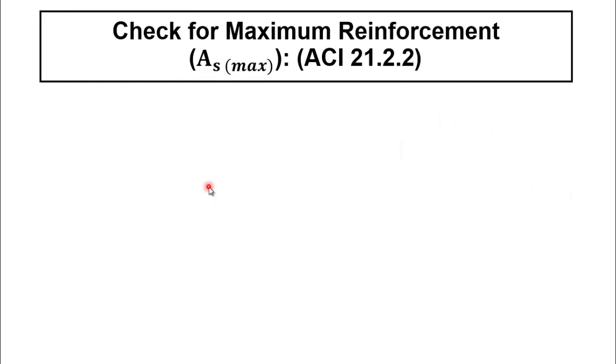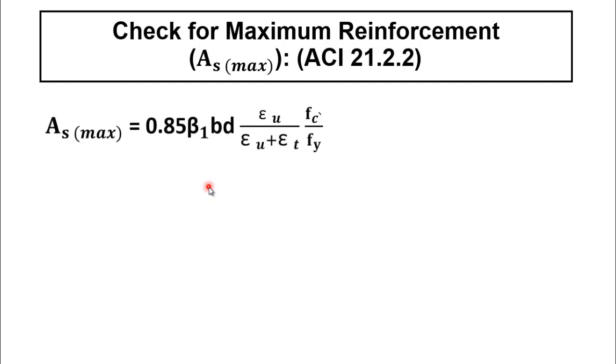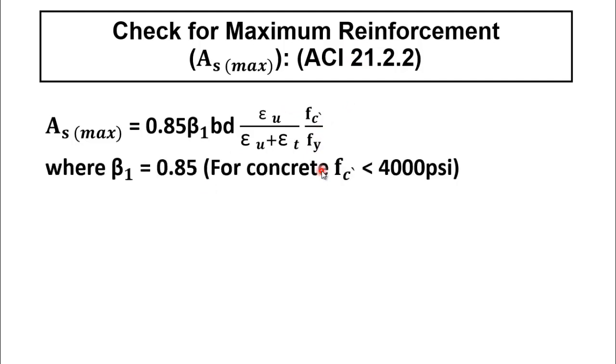Next, you have to check for maximum and minimum reinforcement. First, we will check for maximum reinforcement, AS maximum. You have to determine the maximum reinforcement area which you can use for the cross section of the beam. AS maximum is equal to 0.85 into beta 1 into B into D multiplied by epsilon U divided by epsilon U plus epsilon T into Fc prime divided by Fy, where beta 1 is a constant and its value is 0.85 for concrete having crushing strength less than 4000 psi.